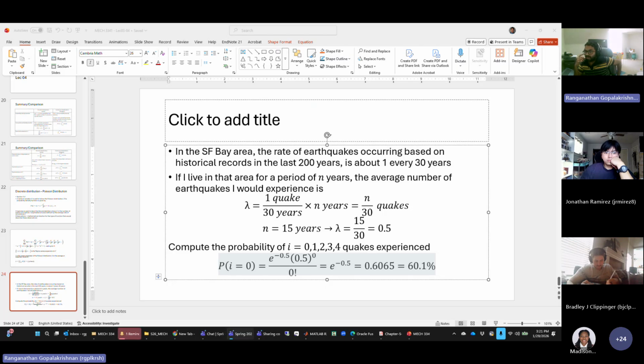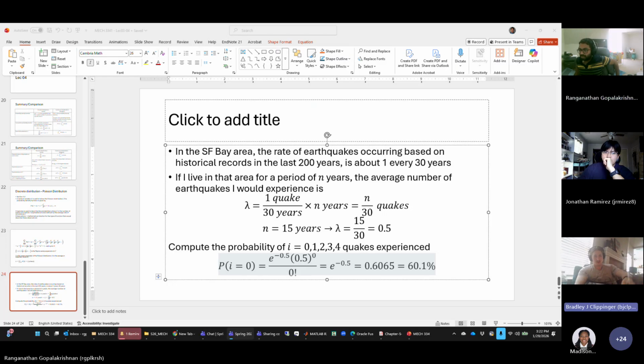Is that interpretation landing? That is, if the average is 0.5, the chance of nothing happening is actually 60%. Yes, it makes sense. Thank you, Elias, Nathaniel, Madison. Yes, question? Nathaniel, is that a question or you're just saying yes? Okay, all right, good.